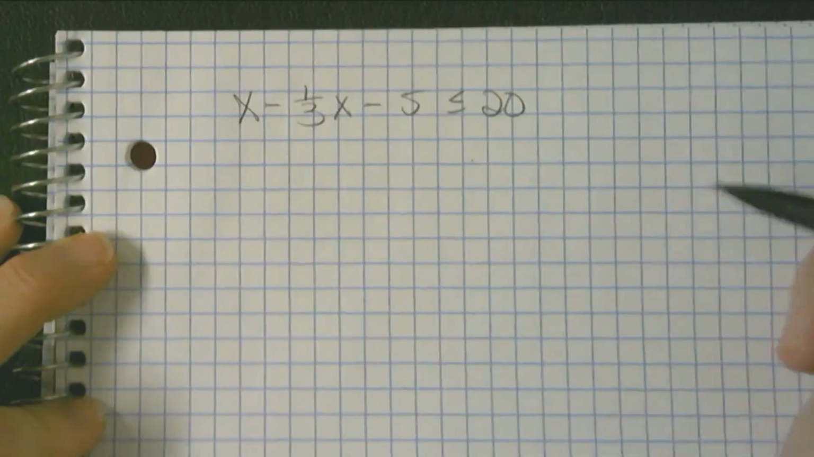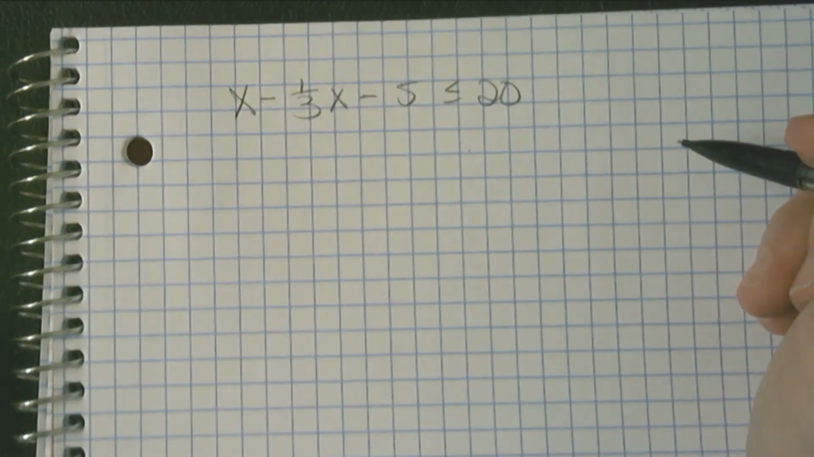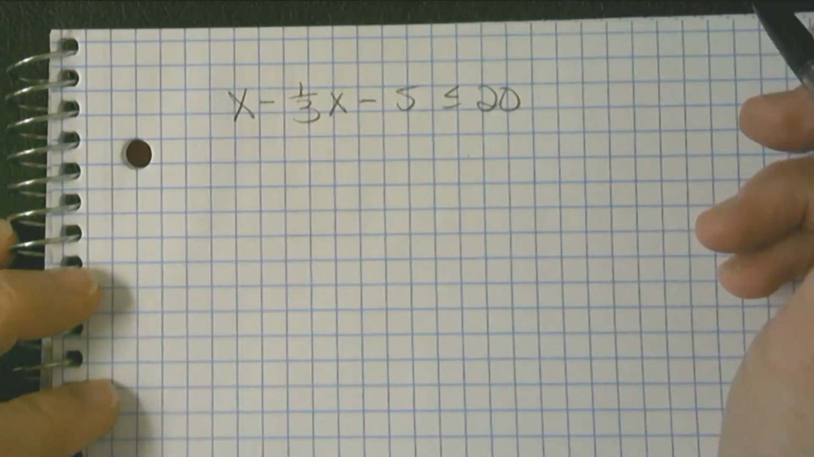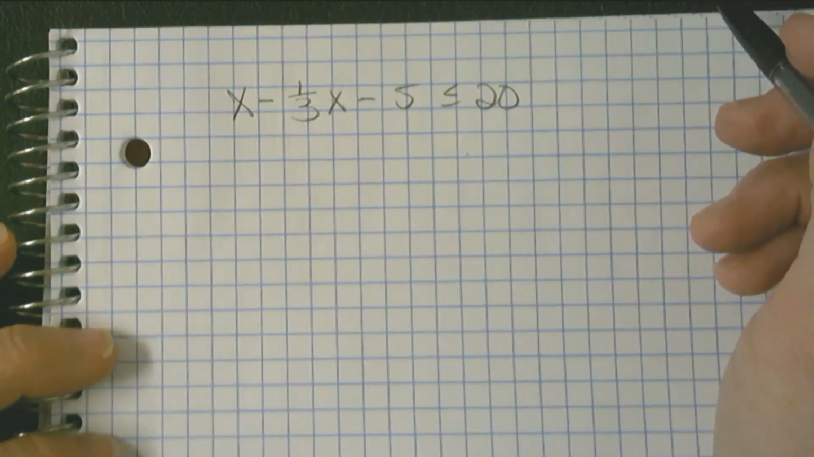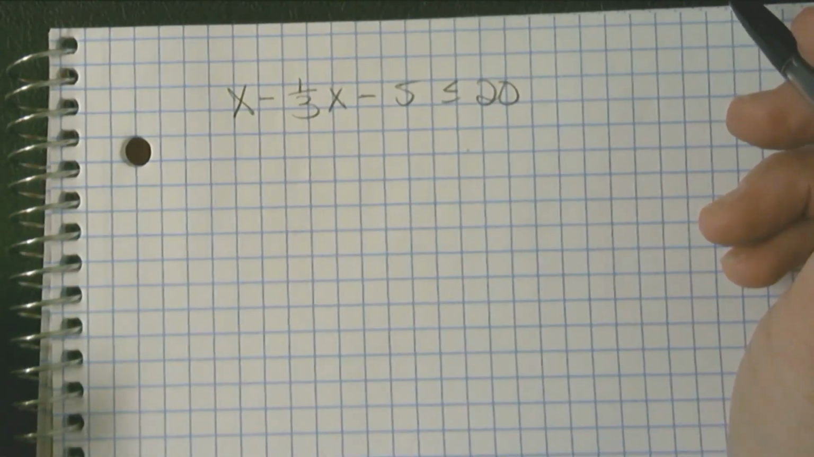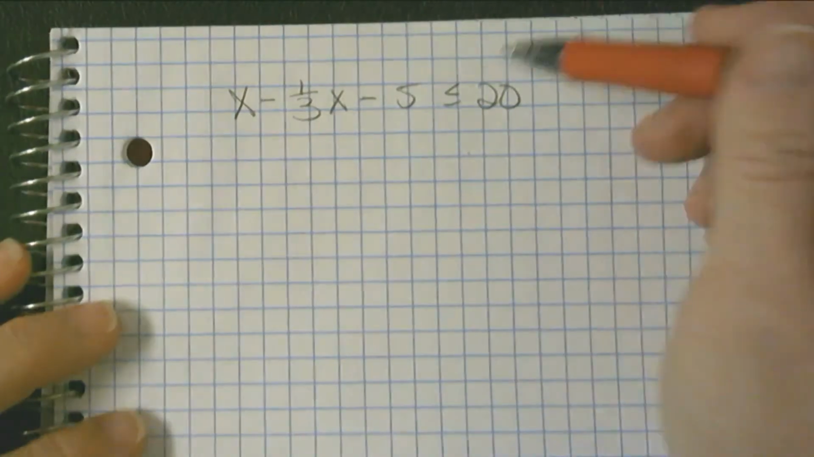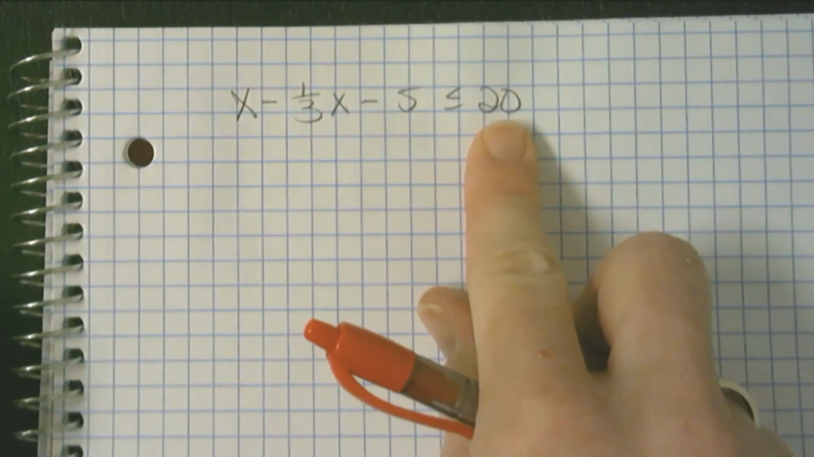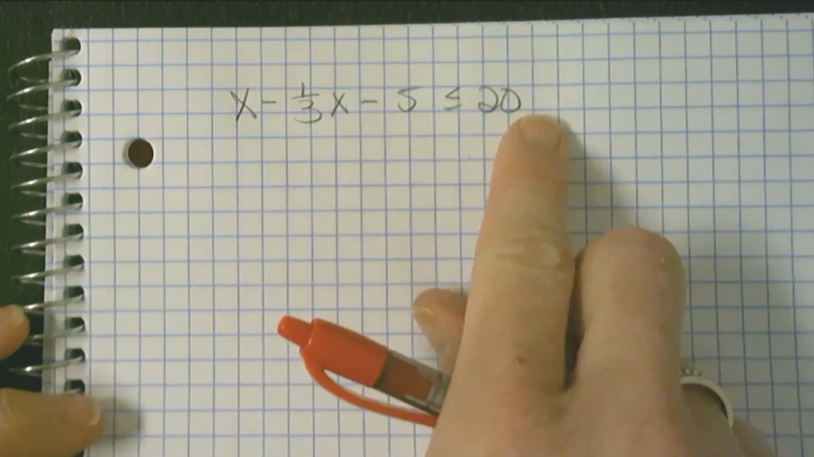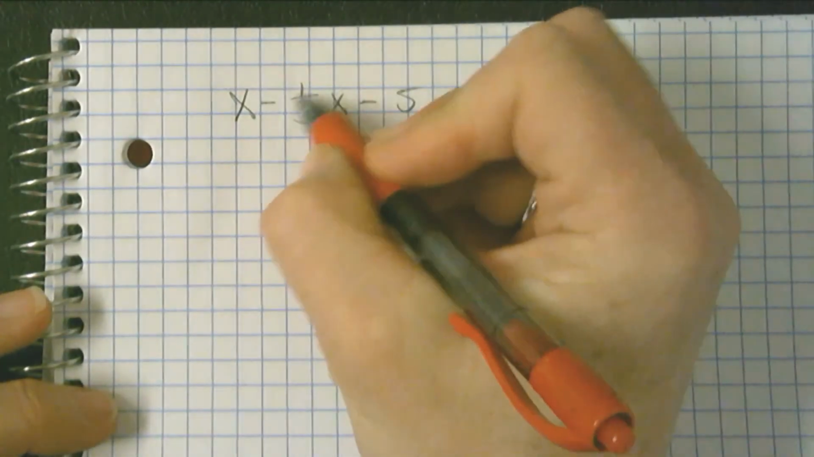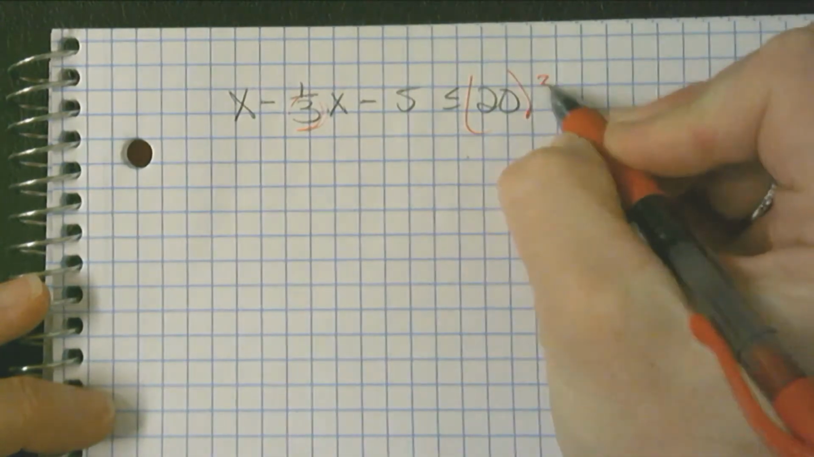What are you going to multiply by to clear fractions? AJ? No. What's my only denominator up there? 3. I mean, you could multiply by 60, but that's a lot. There's no other denominator. I don't care about this 20, because this 20 and this 5, these are whole numbers. The only denominator I have is that 3. So I'm going to multiply everything by 3.